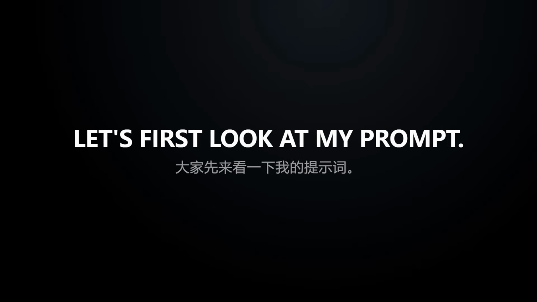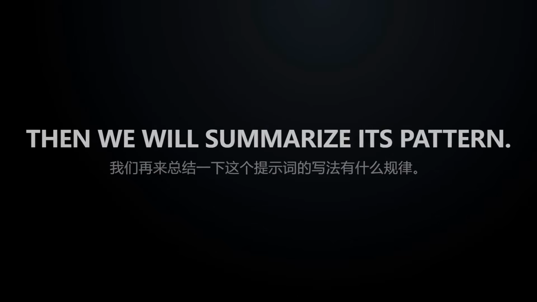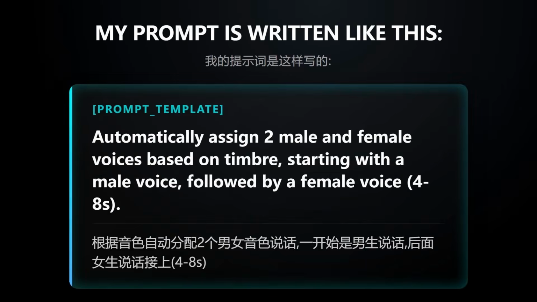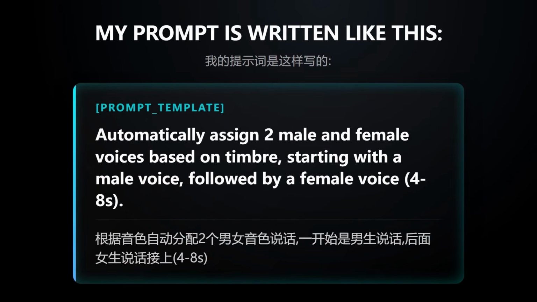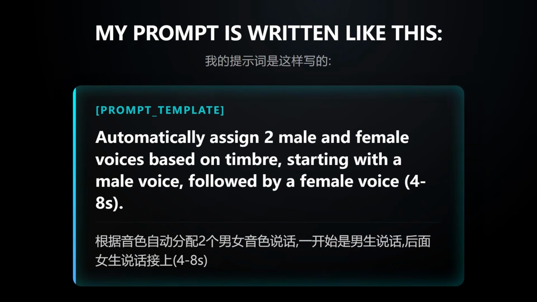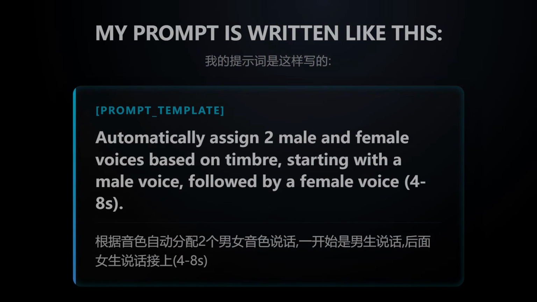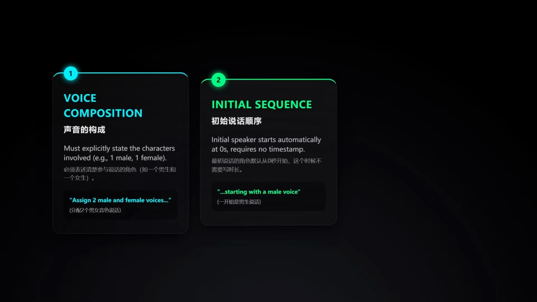Let's first look at my prompt, and then we'll summarize the rules behind writing it. My prompt goes like this: automatically assign two male and female voices to speak based on timbre. The boy speaks first, and the girl speaks afterward. And I explicitly state that the girl's speaking time is from 4 to 8 seconds. Let's break down this prompt in detail.